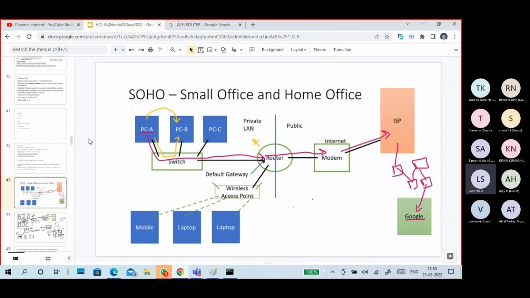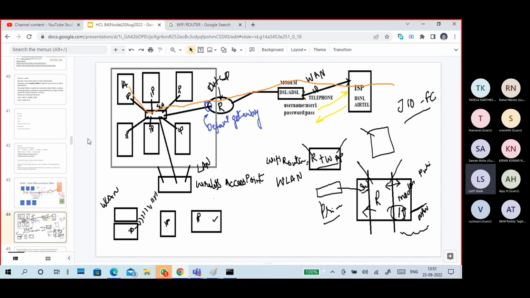So that is the point I am trying to say. I hope you understand about a modem, router, and the current Wi-Fi router as well. This is also the same diagram; I explained it in a different way.